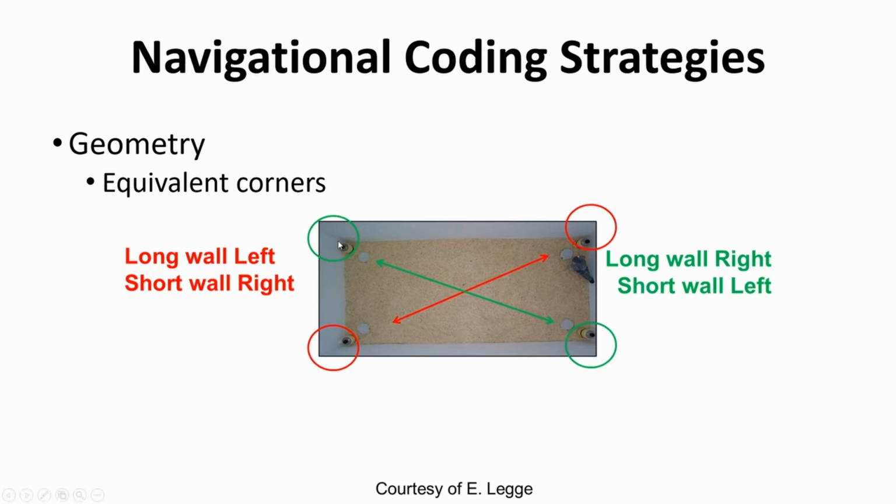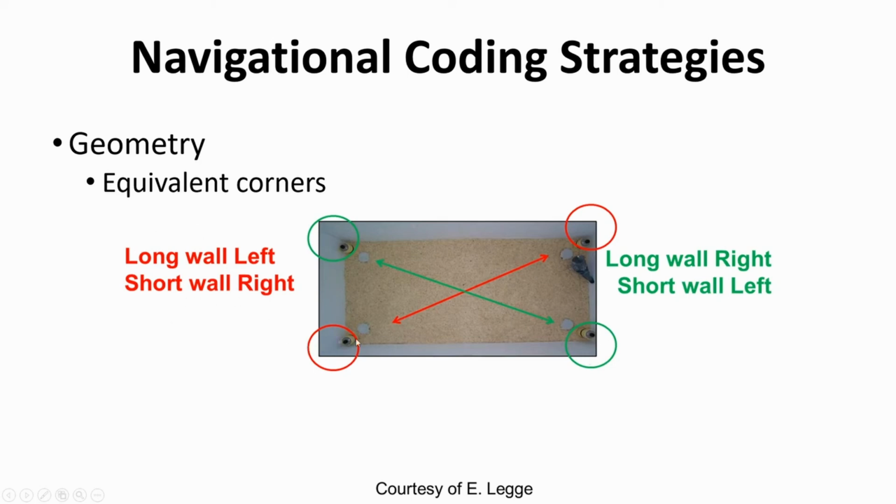So if we focus just on this one corner here in the top left, if you're facing into that corner, the left side is a short wall. And if you look to your right, then you have a long wall. So short left and long right would put you in this corner. But those same determinants, those same rules would also work if you were facing into this corner. This green corner here also has short left and long right if you're facing into it.